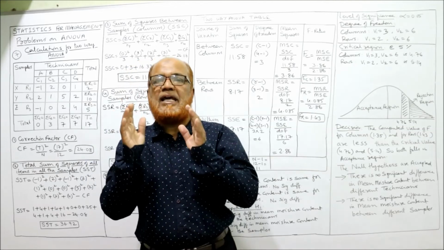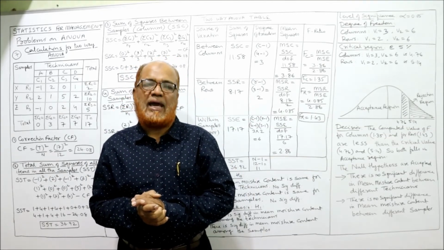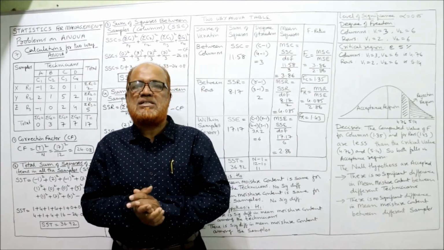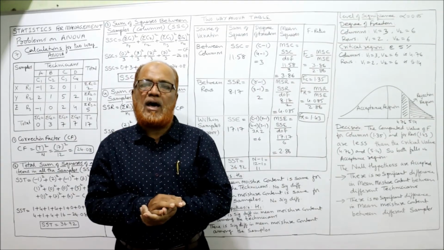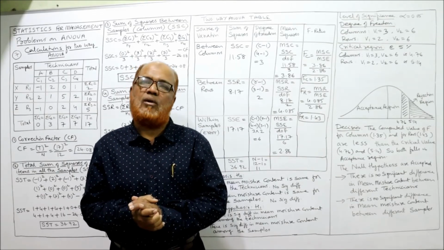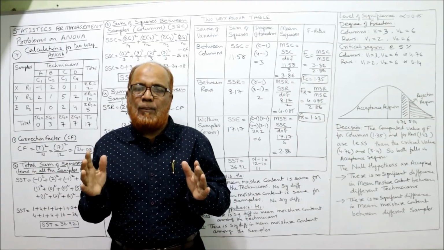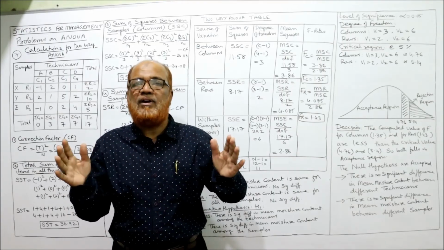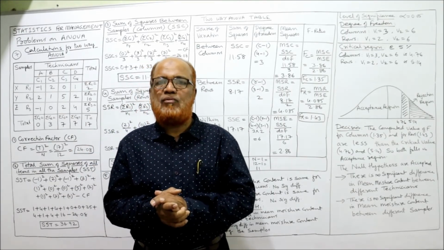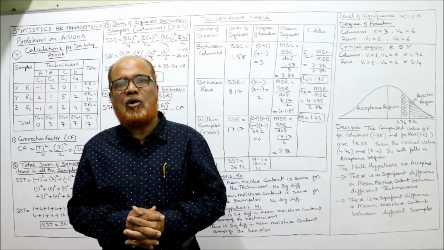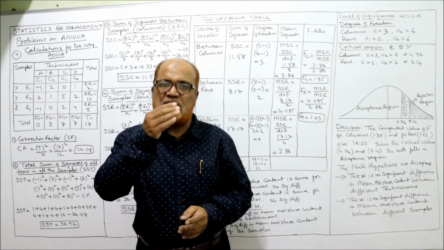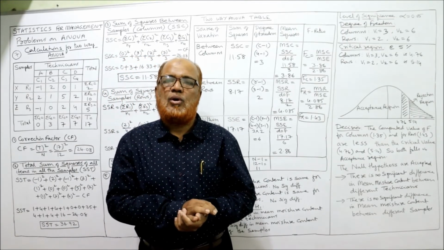So in total, I have solved 10 problems on ANOVA. Among these 10, 3 are two-way ANOVA and the remaining 7 are one-way ANOVA. If you want perfect knowledge, watch all the videos. Don't skip in between. If you join in between, you may not be able to understand. Keep a rhythm of watching one video after another.